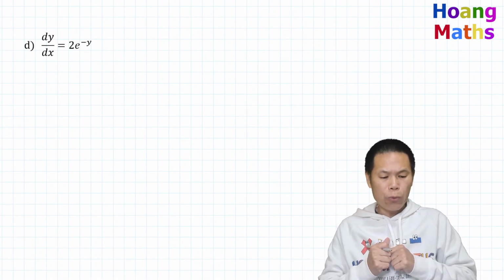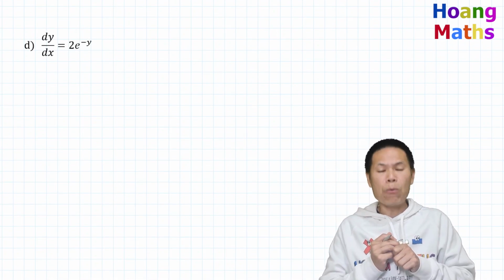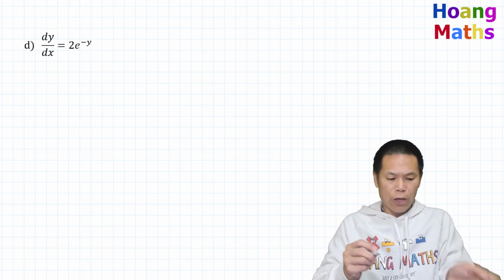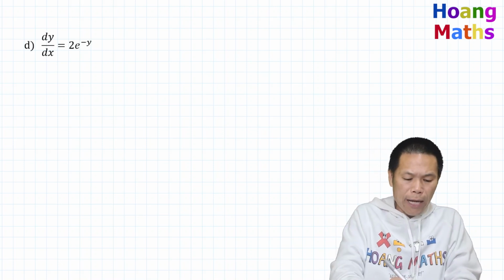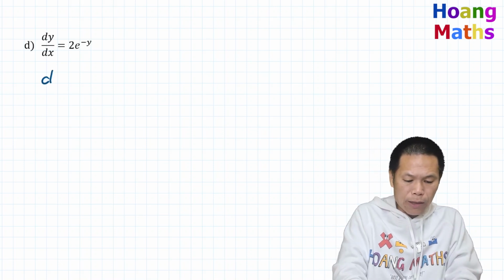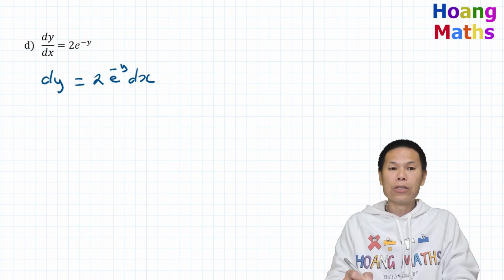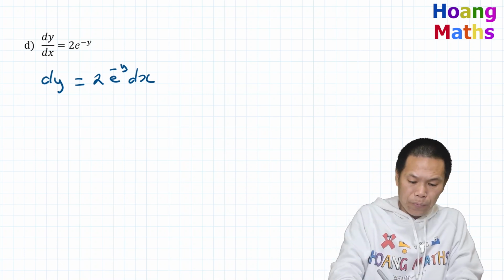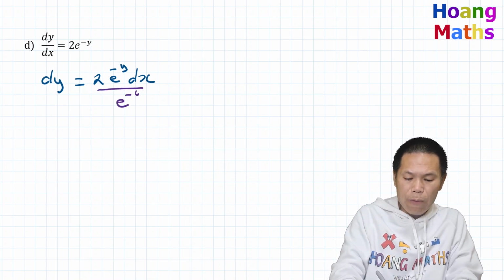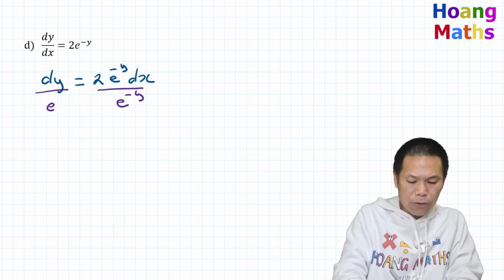Part D. So we need to separate the y with the dy first. So I times the x on both sides. So that will give me this. dy is 2e to the negative y dx. So now we just divide by e to the negative y, divided by e to the negative y. So that we can cancel this.